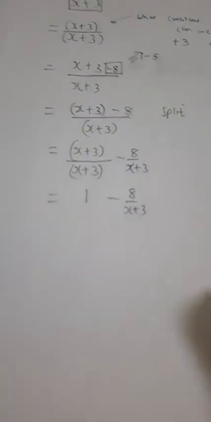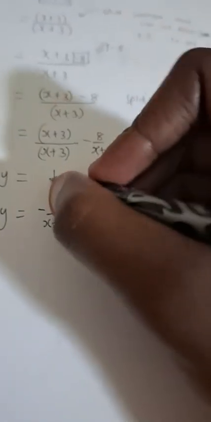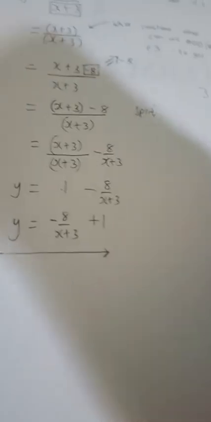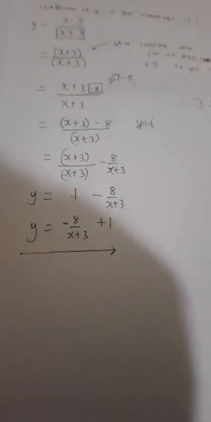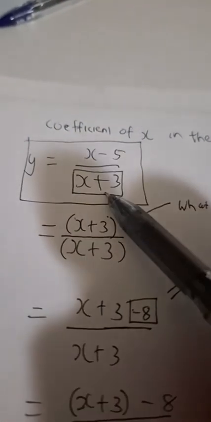Now I'm sure you can see that we can conclude and say y is equal to, the fraction must come first. We have minus 8 over x plus 3, followed by what? This one, it is positive 1. So this is the hyperbola function, guys, when we have converted, or this is how we convert a hyperbola function of this form, y is equal to x minus 5 over x plus 3.